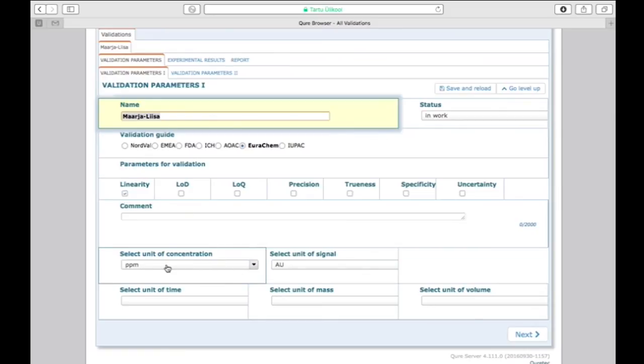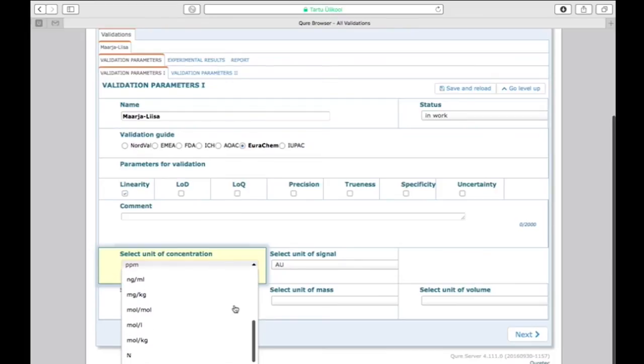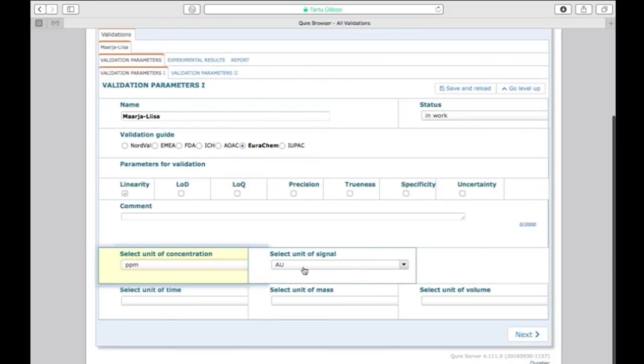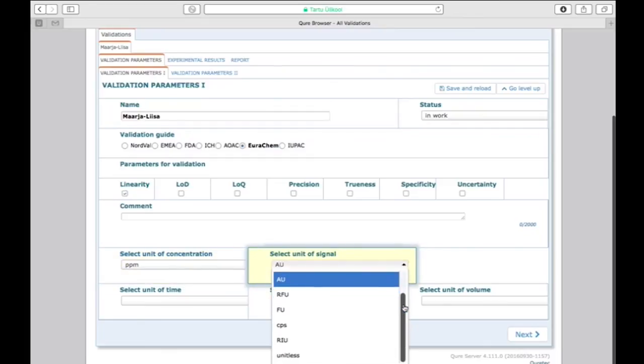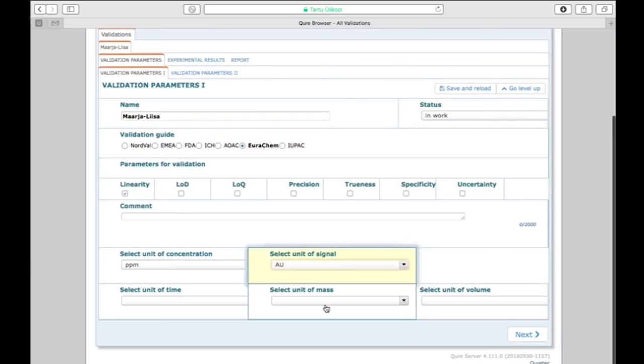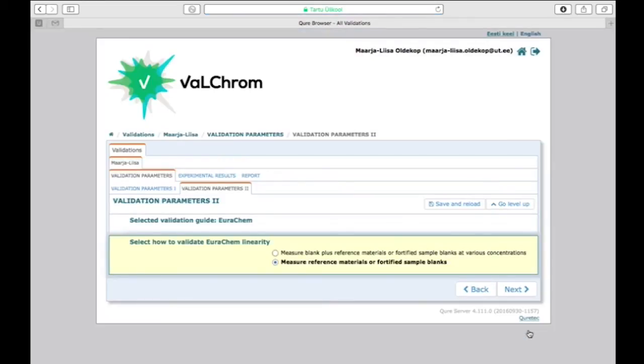My concentration units are ppms, but different options can be chosen, and also different units according to your system. I have chosen the arbitrary unit, and we can move on to the next step.